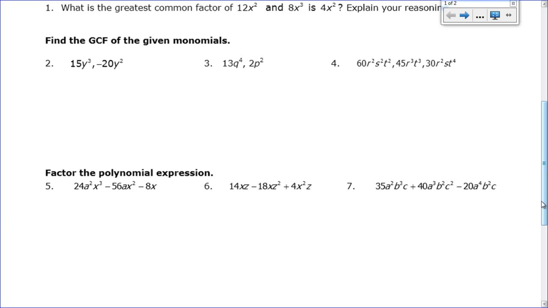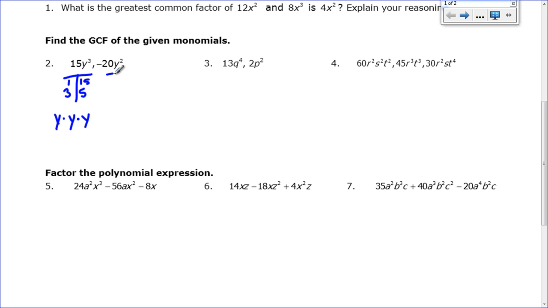I've got 15y cubed and negative 20y squared. The fact that the 20 is negative is not important because we're looking for the greatest common factor, and since one's positive and one's negative, the biggest factor is going to be a positive, because positive is always bigger than a negative. So we're going to list all the factors of 15: 1 and 15, 3 and 5. And then y cubed means y times y times y. I know it seems juvenile, but please list it out. I promise later this is going to come in so handy.